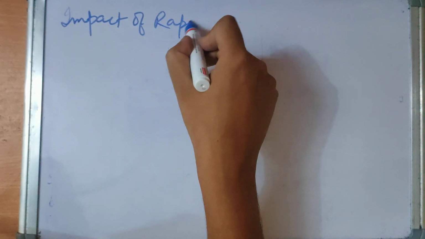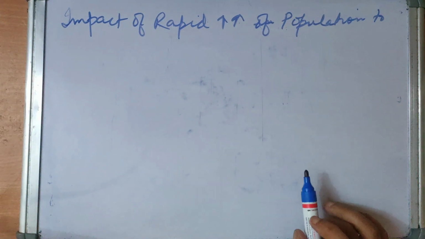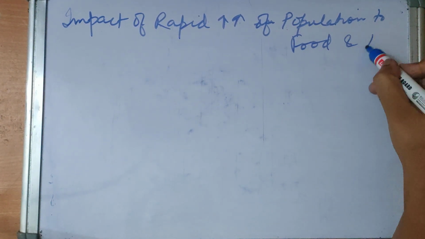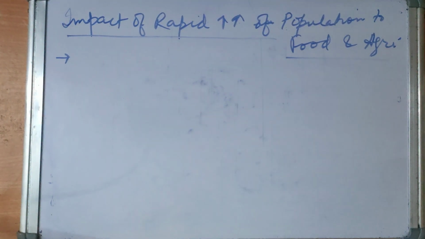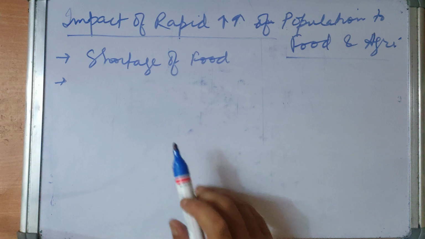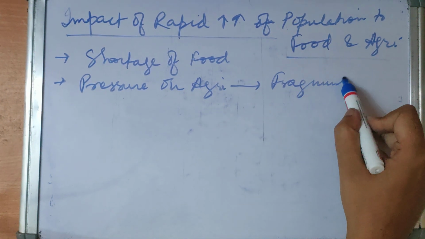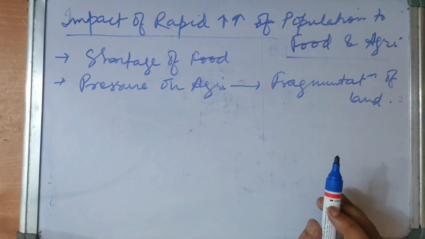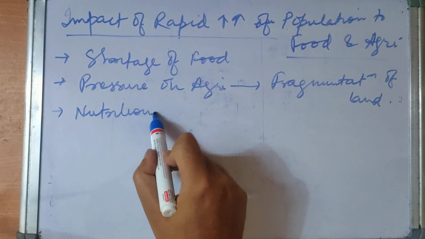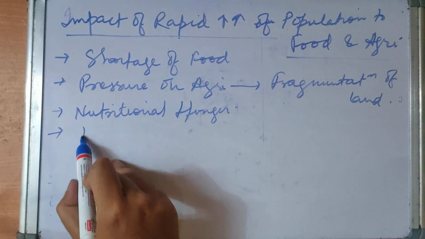Now moving on to the next topic of this session, that is the impact of rapid increase of population on food and agriculture. What can be the impacts? First of all, there could be shortage of food, and there could be pressure on agriculture. With growing population, the pressure on agriculture will increase. There will be fragmentation of agricultural land. Nutritional hunger could be there. You will be able to feed the population with cereals but not nutritious food, so nutritional hunger would be there. Increase in malnutrition.